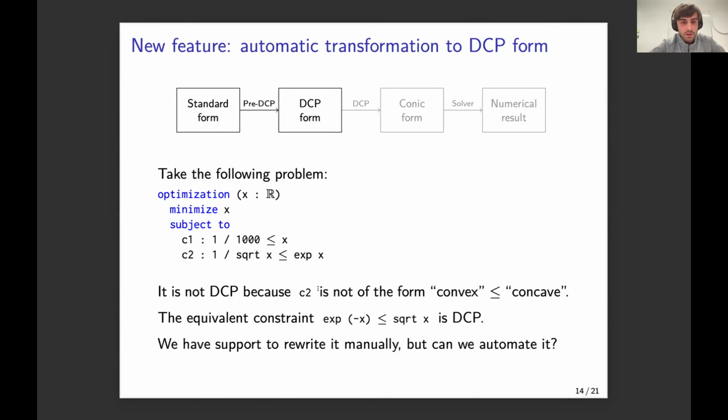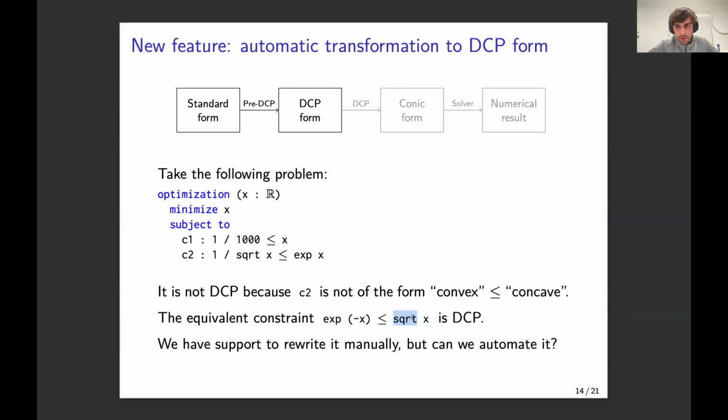So that's not good. But it turns out that in this case, it's kind of easy to see that if I rewrite this term like this, then everything's fine. So here I have the exponential, a convex function, a concave function. So life is good. Of course, in a Lean environment, the users can rewrite this problem and turn it into that form. But the question that we asked is, can we automate this in some way, right?